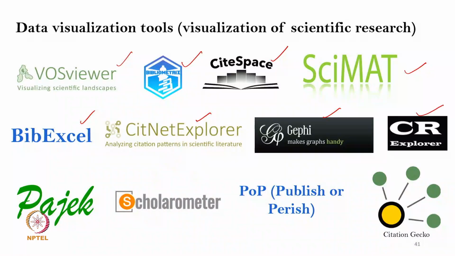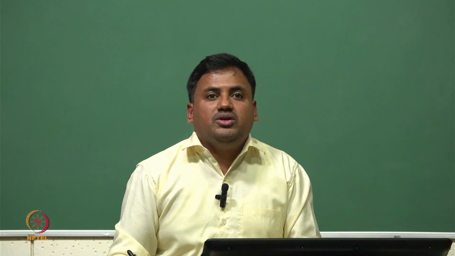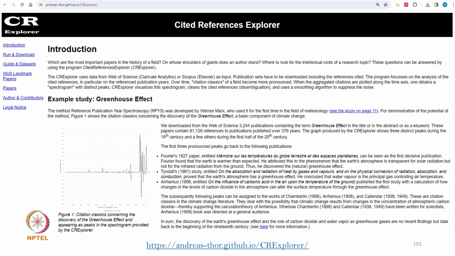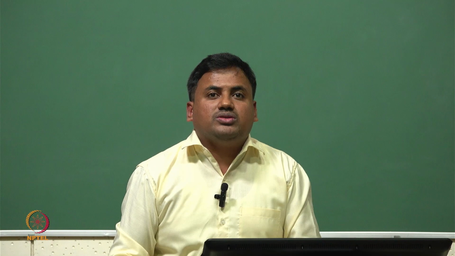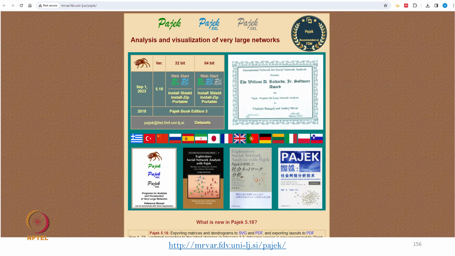There's another, CRExplorer, the Cited References Explorer. It uses data from the Web of Science as a corpus input, and is focused on analyzing the cited references, in particular the referenced publication year. The CRExplorer visualizes spectrograms and cleans the cited references. And another tool is called Pajek. It is another open source software for analysis and visualization of large networks. It is used to analyze and visualize the structure of networks such as social networks, biological networks, and citation networks, etc.